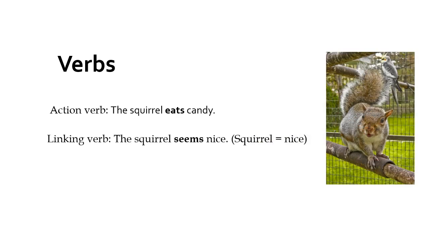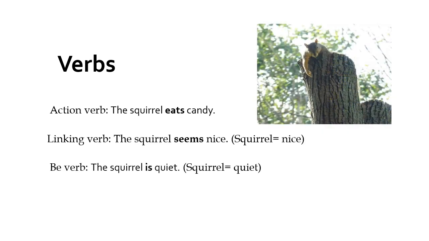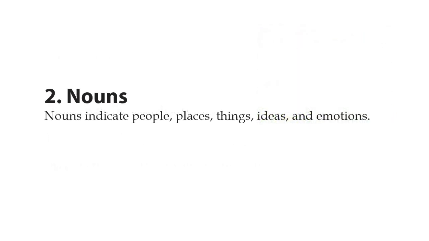Linking verbs act kind of like an equals sign. They indicate a state of being. So, the squirrel seems nice. Squirrel, in this case, equals nice. The seems there is acting almost like an equals sign. Then we have the be verb. The squirrel is quiet. Is, again, functions like an equals sign. The squirrel equals quiet.